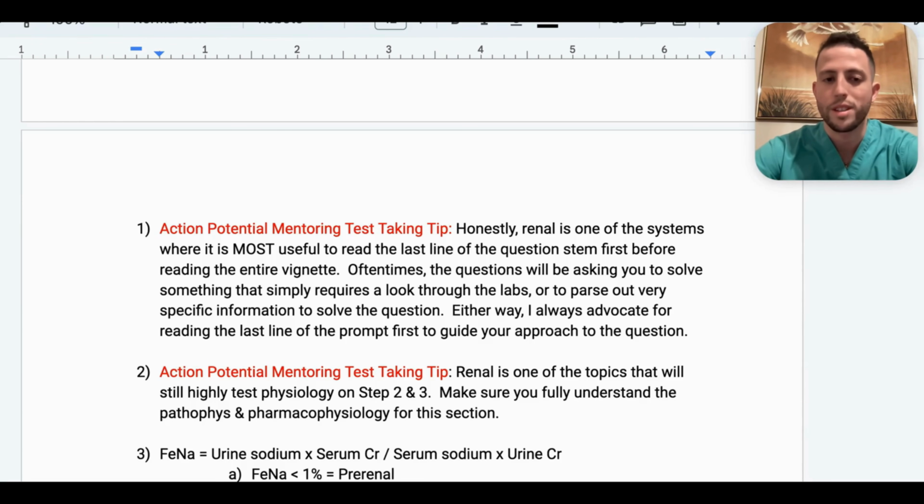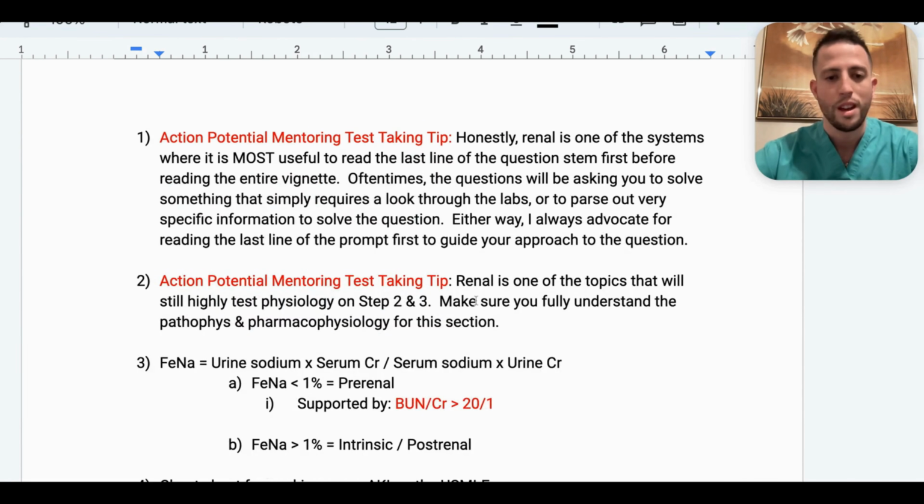Honestly, renal is one of the systems where it is most useful to read the last line of the question stem first before you read the entire vignette. Oftentimes the questions will be asking you to solve something really specific that requires the labs, or to parse out some specific little piece of information that will help you solve the question right away. Either way, I always advocate for reading the last line of the prompt first to guide your approach to the question. Another Action Potential Mentoring test taking tip.